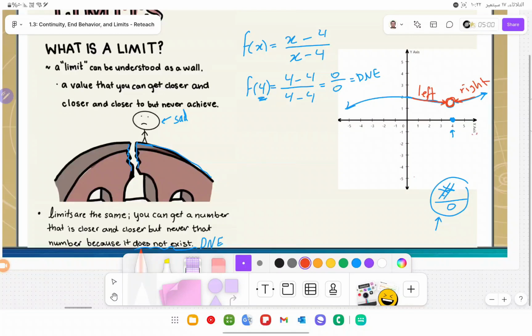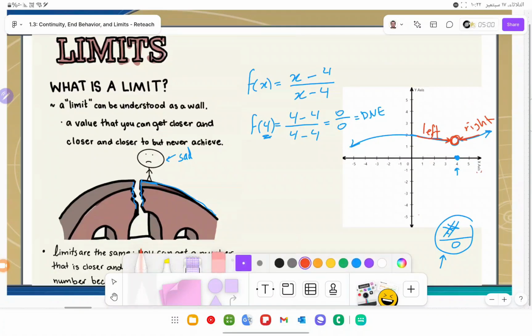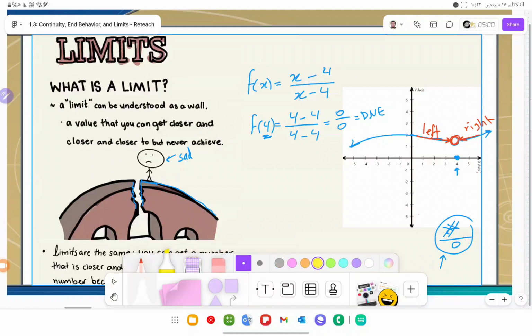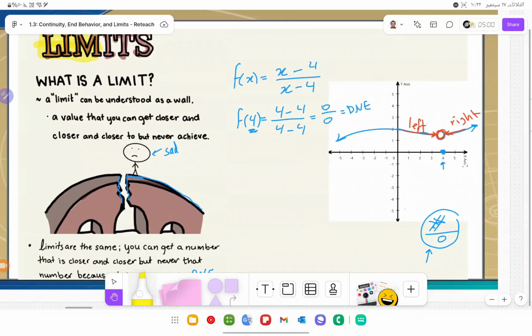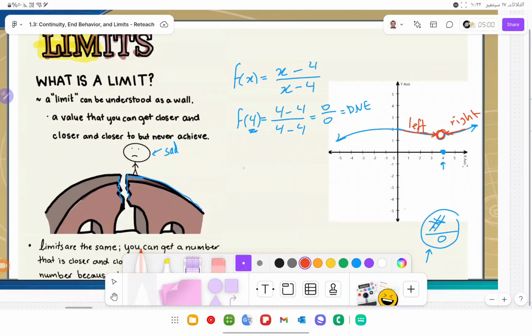So how can I represent this using a limit? We know that limit, L-I-M-I-T, we take only the first three letters, lim. So when I need to represent the limit, I represent it as this. It's lim, the limit as x approaches the value that you need to test, which is the number 4, of f of x. Or I can rewrite it as the limit as x approaches 4.